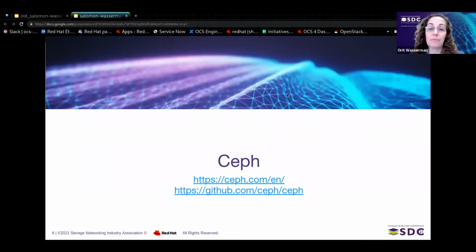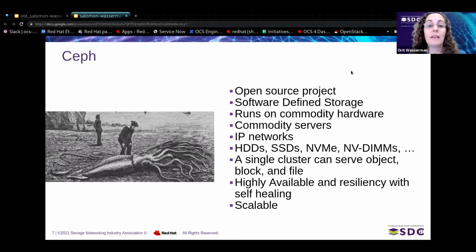A little bit about Ceph. Ceph is an open source, software-defined storage project, quite mature, more than 10 years old. Ceph uses commodity servers and IP networks, most commonly TCP/IP, and supports any kind of disk from hard drive to system memory. A single Ceph cluster can support all the different storage needs: object, block, and file. It's highly available, resilient, self-healing, and very scalable.